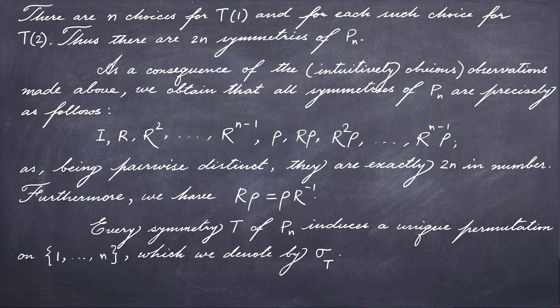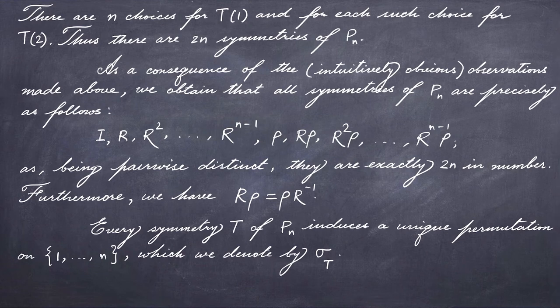So the only repetition that can happen is as follows: that some power of r is equal to some other power of r times rho. That can happen, but that would imply that some power of r is equal to rho. But that cannot happen, because if a power of r is not the identity, then it cannot fix any of these vertices, whereas rho always fixes the first vertex. Okay, so there is no repetition in the list. So these are all the symmetries of the regular polygon Pn.